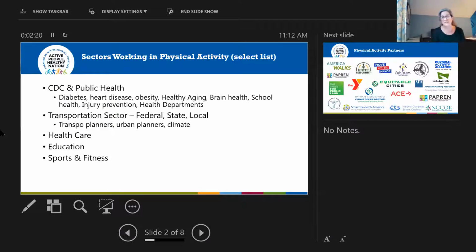Another major sector really is the transportation sector, both at the federal, state, and local level. That's where a lot of the resources come to make the community environment changes that we're recommending from a public health standpoint. Obviously, healthcare has a lot of opportunities, the education sector, and then also sports and fitness. So just to give you some ideas about sectors.